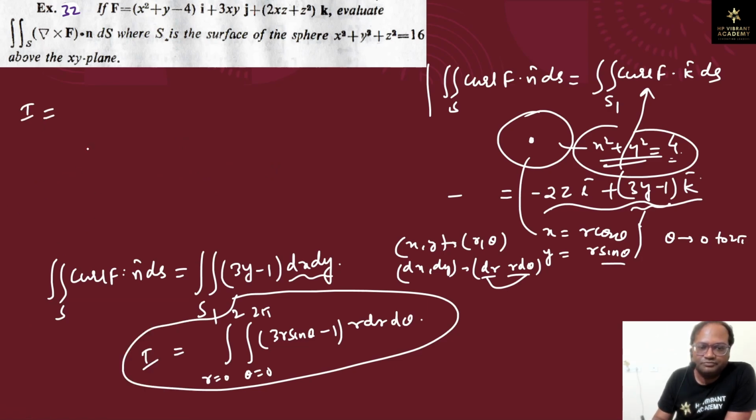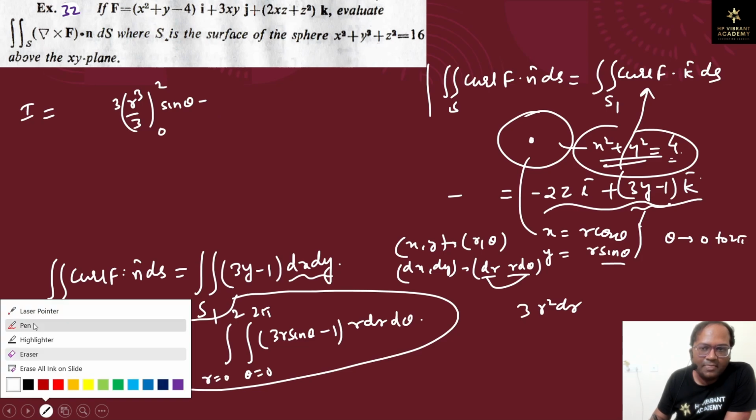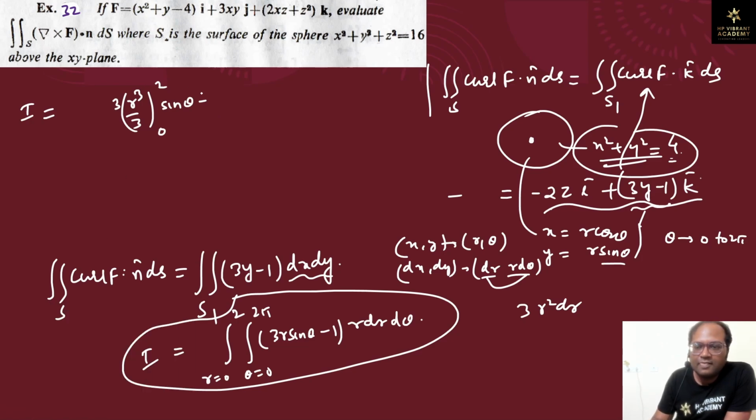So I is equal to, this is 3r sin theta and this is r, so this is 3r square dr. So this is 3r cube upon 3, limit 0 to 2, times sin theta, minus, and this is r dr, which is r square upon 2, limit 0 to 2.